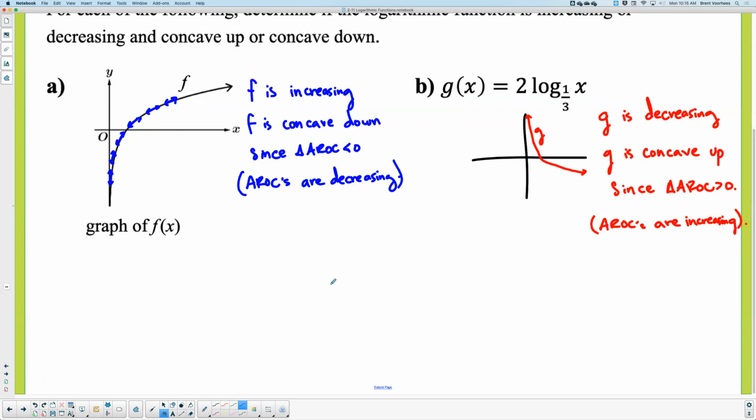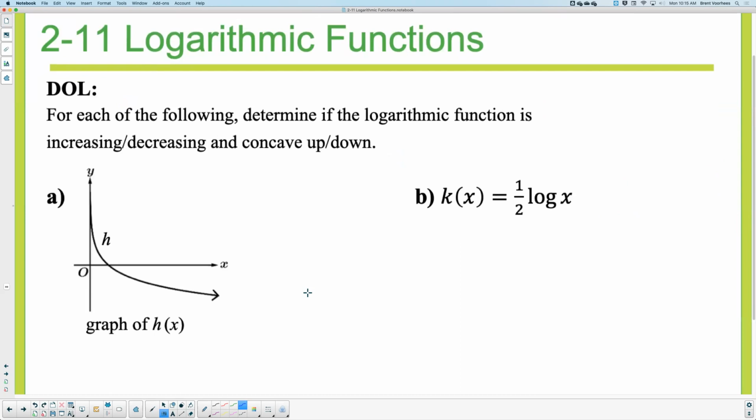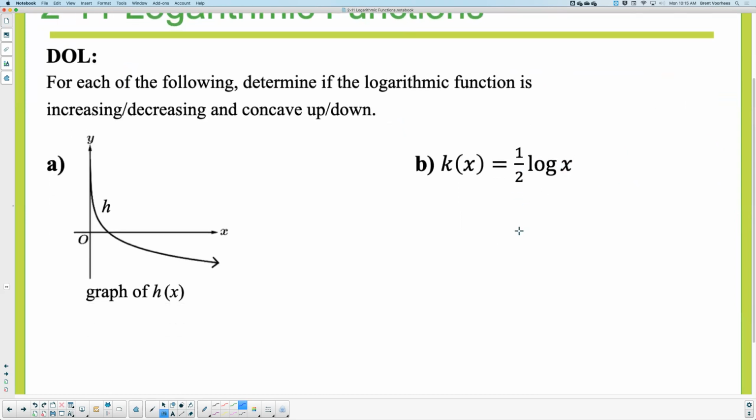All right, your turn. You're going to look at the same two functions that you just previously had on your last DOL. Same two functions. So if you've already graphed part B, know what it looks like, you can use that to help you. Determine if H itself is increasing or decreasing, and if it's concave up or concave down. Do that for both A and B.